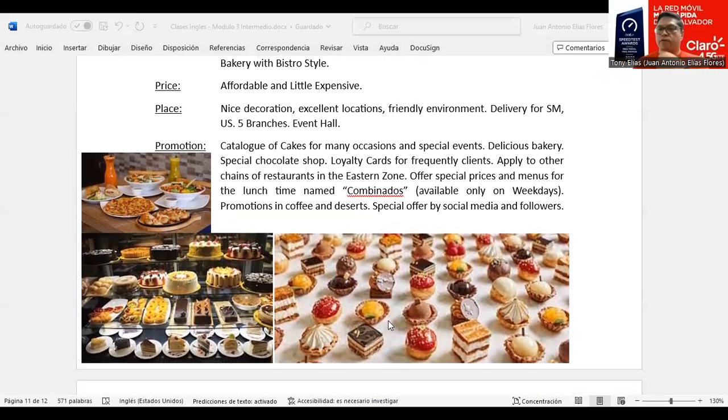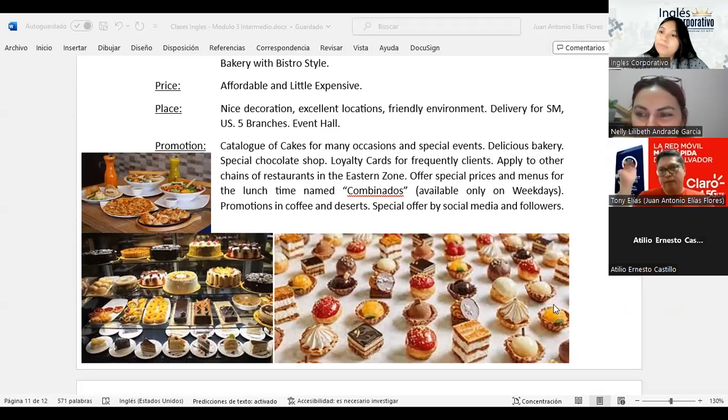Okay. And we are hungry. Yes, it seems so delicious. Okay. Are those real pictures from there? Yes. Oh my God. It seems so delicious. Is it expensive? It's in the middle. It's not so expensive and not so cheap.